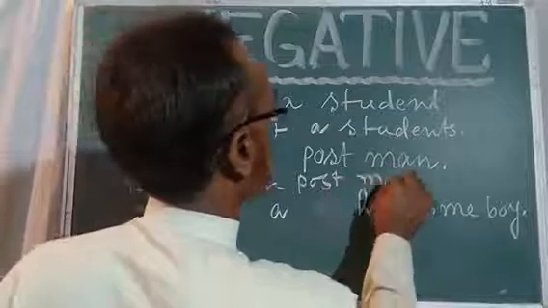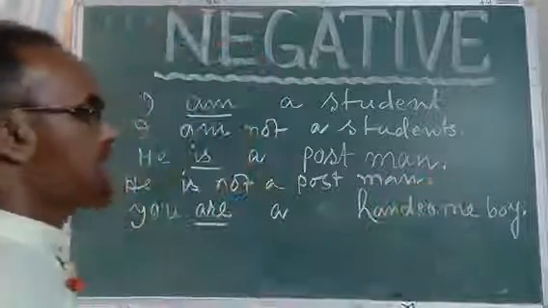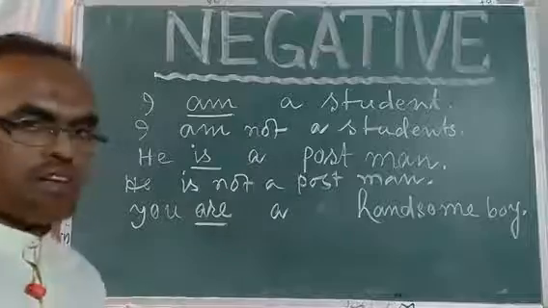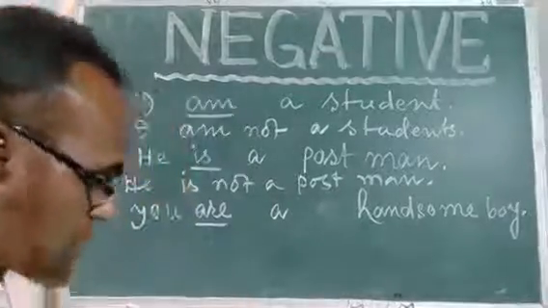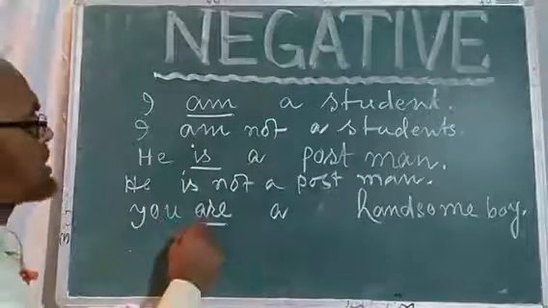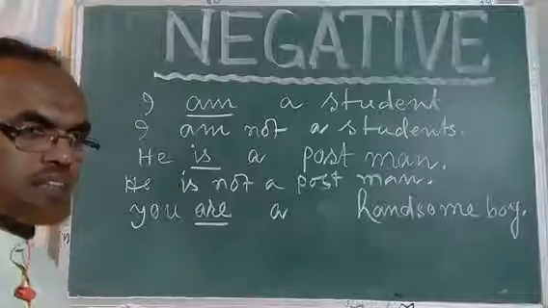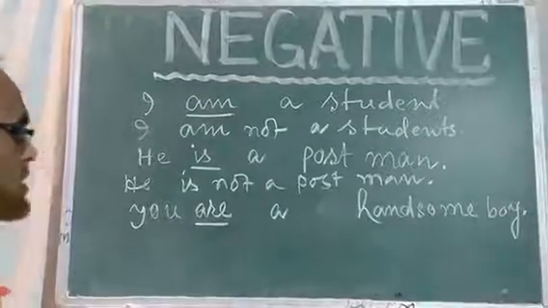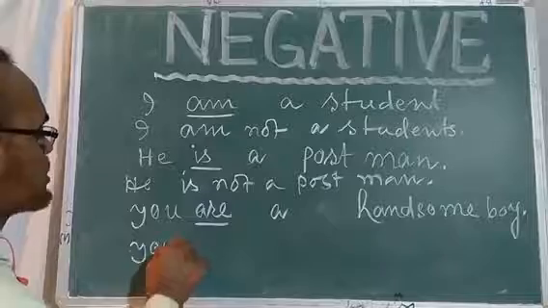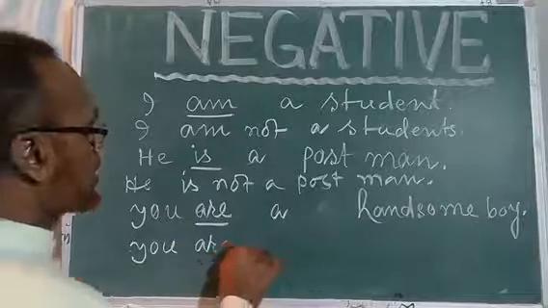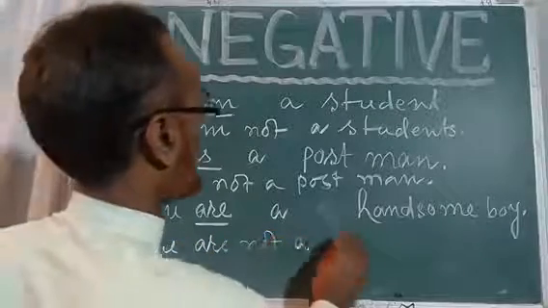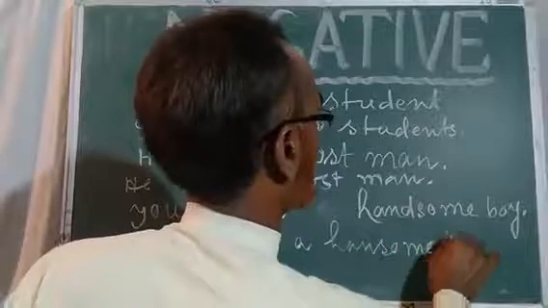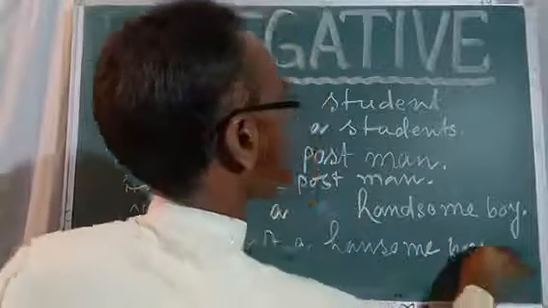He is not a postman. And in the third sentence, you are a handsome boy. In this sentence, the auxiliary is are, and we have to add not just after are to turn it into negative. You are not a handsome boy.